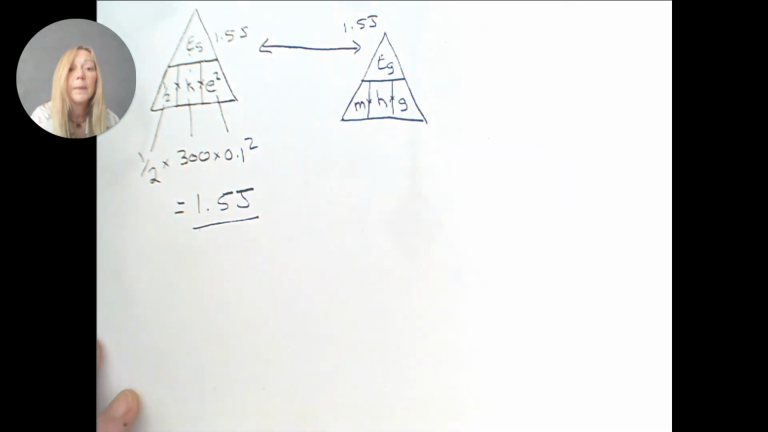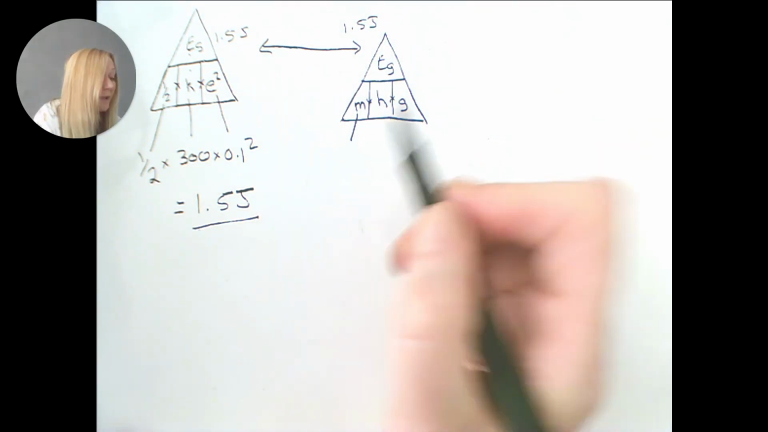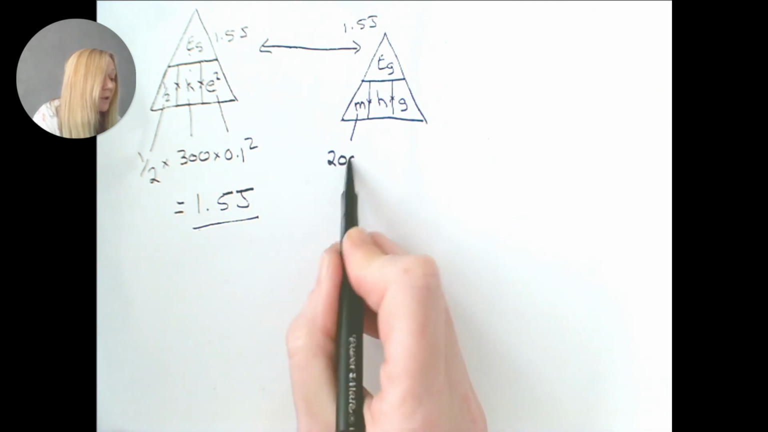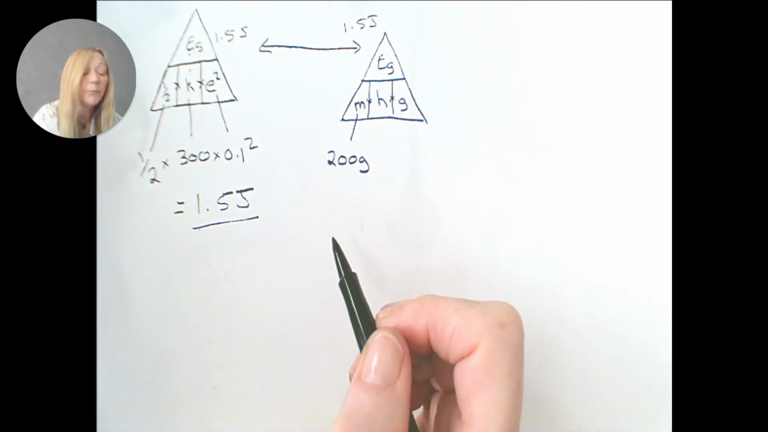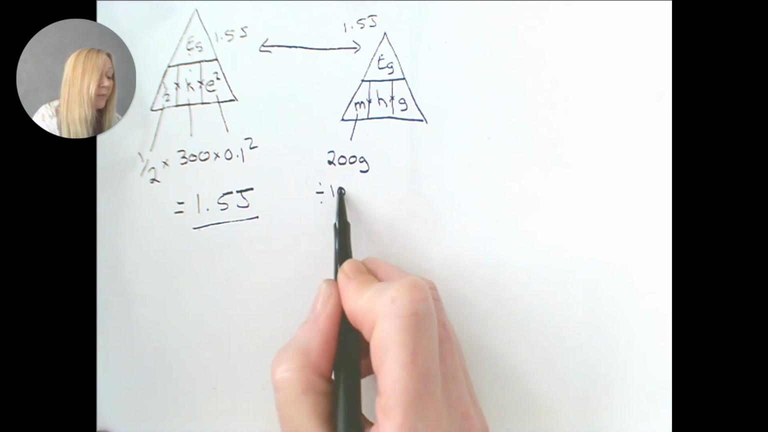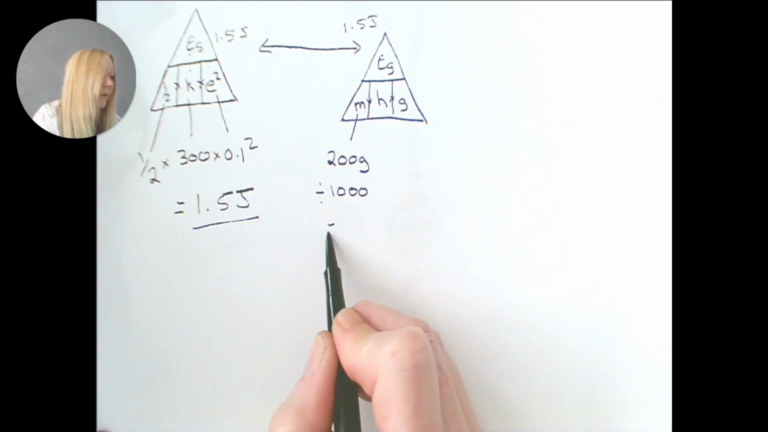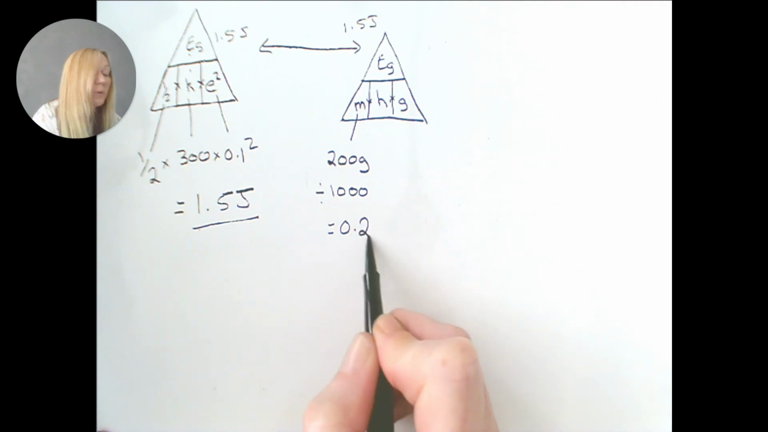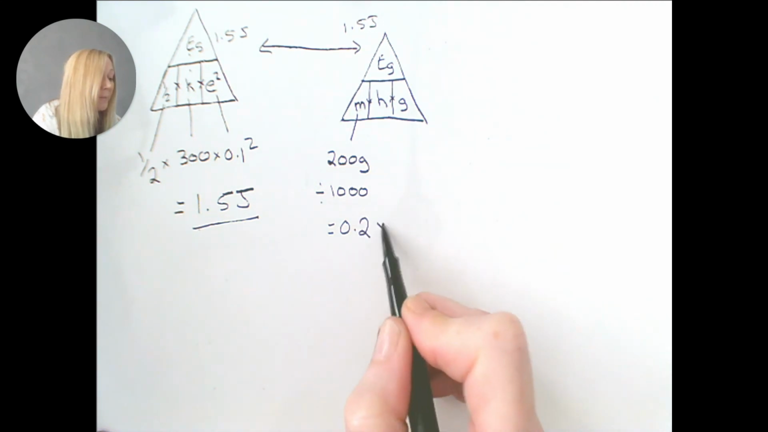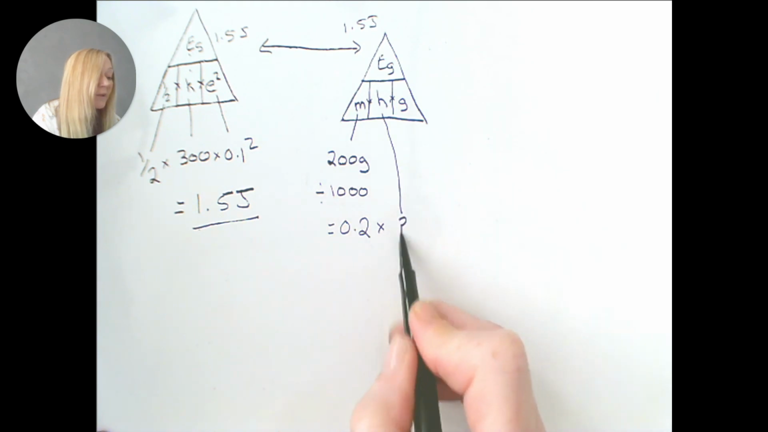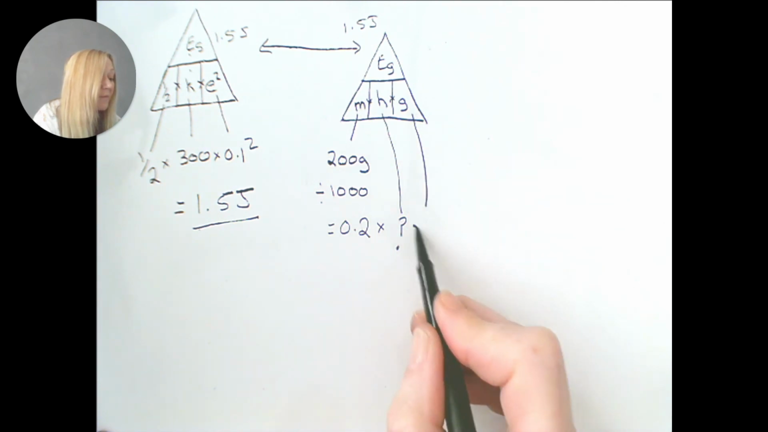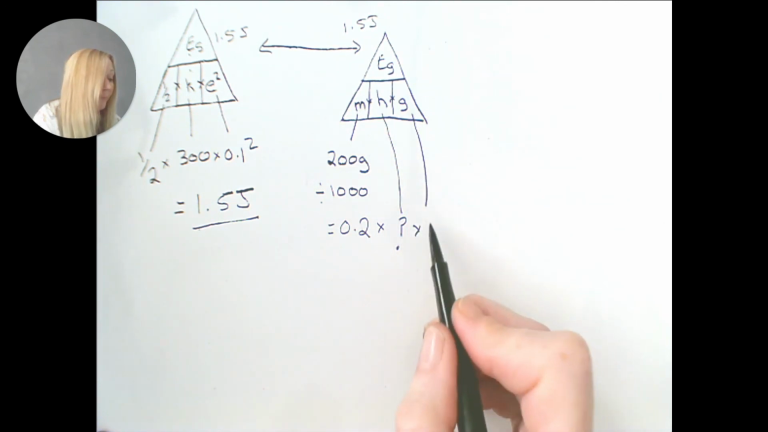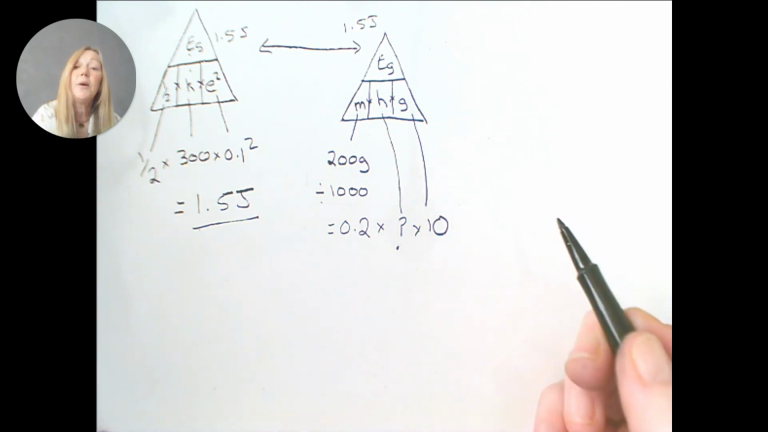1.5 joules. Now they also gave us some other information. They gave us the mass, 200 grams. Remember, our units are really important, so we need to transfer this into kilograms by dividing by 1000, which gives us 0.2 kilograms. We need to times that by the height, and this is what they are asking us to find. We then need the gravity. We times this by gravity, which here on Earth is 10.